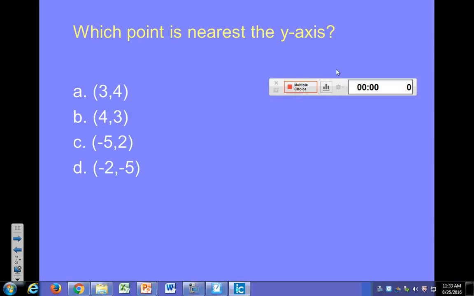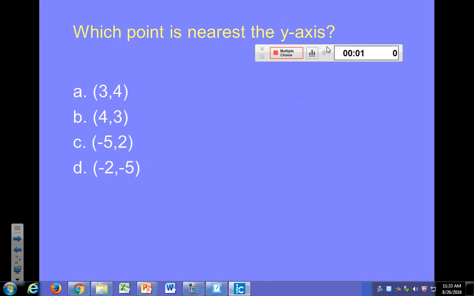Which of these points is nearest the y-axis? Think about your Cartesian coordinate system and what defines near or far away from the y-axis. Which of these points is nearest the y-axis?